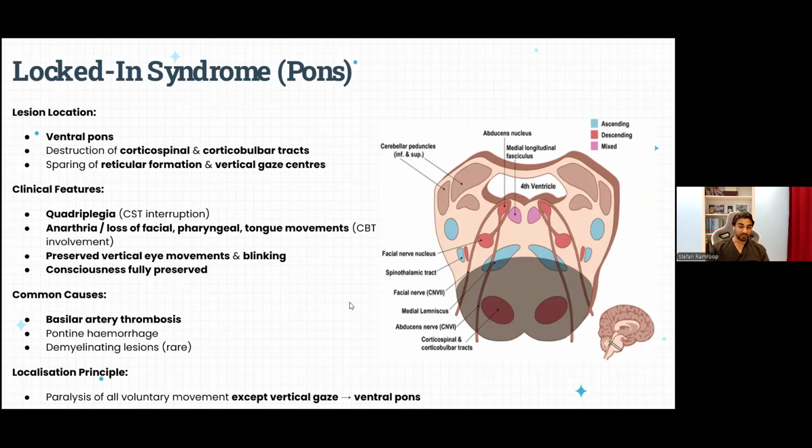Next, moving on to the locked-in syndrome. It's caused by a lesion at the level of the ventral pons that selectively destroys the descending motor pathways while sparing the reticular activating system and ocular motor centers involved in vertical gaze. The key anatomical structures that are affected here would be your corticospinal tracts and your corticobulbar tracts.